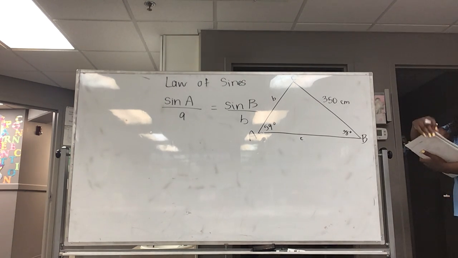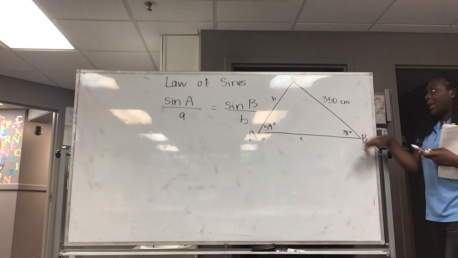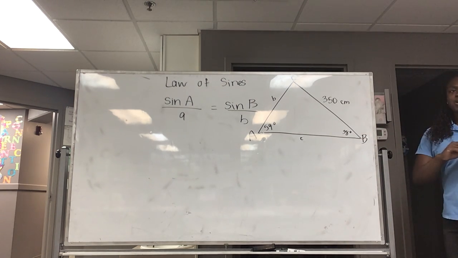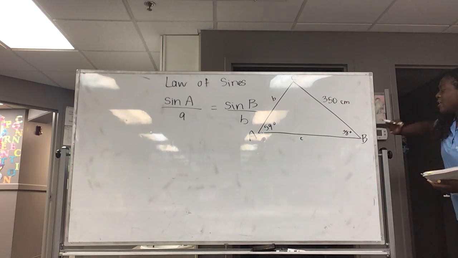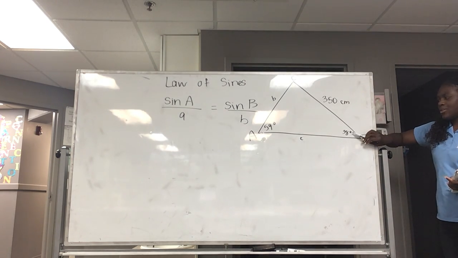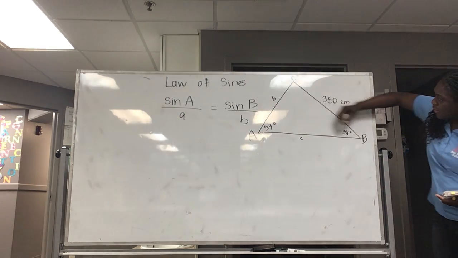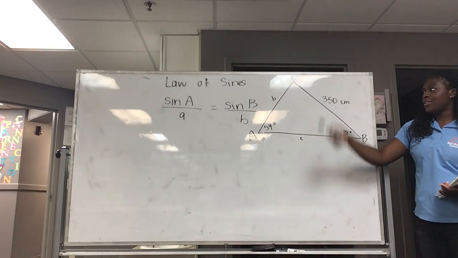Okay, here's my triangle. It's got the points A, B, and C. And then what I was talking about, like the capital B being the angle and then the lowercase b being the side. So you can see here, this is my capital B, and that is 38 degrees. And then directly across from it is my lowercase b, and that represents the side.